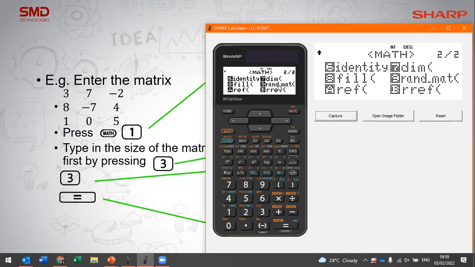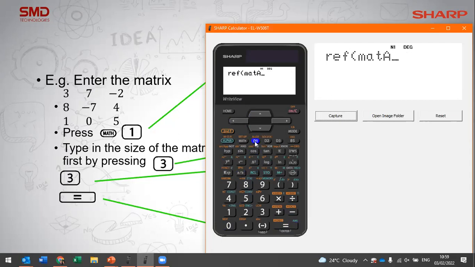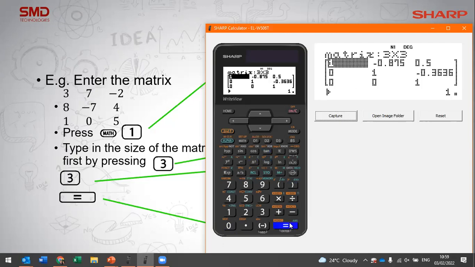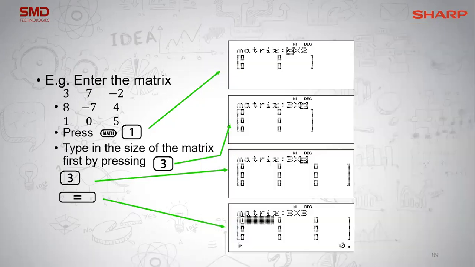You've got a random matrix, and then of course you've got your row echelon form, but that's what ref stands for. So we would press the A button, and then you type in the name of your matrix and press equals. And you can see there, it's done all the calculations for you. So it does save a lot of time, and it's really nice for checking as well.